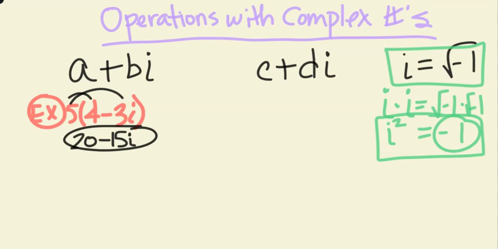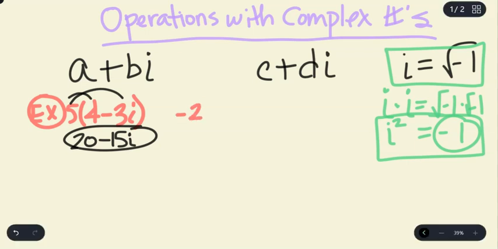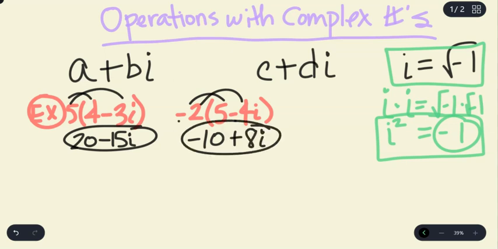So if I move on and do another example, what if I had -2 times 5 minus 4i? Let's just do that. Once again, I'm going to use the distributive property. -2 times 5 is -10. -2 times -4i, negative times a negative becomes positive, is +8i. And you're done. So that's simple distribution with a constant in front. Now, what if I put an imaginary number in the front?